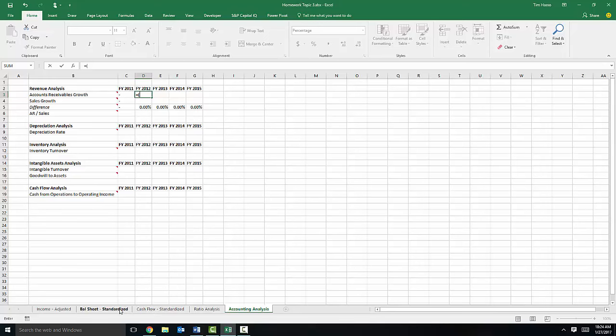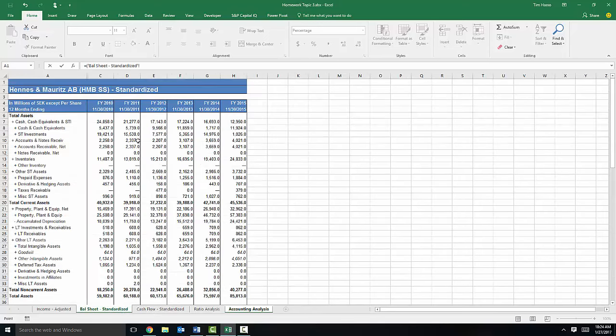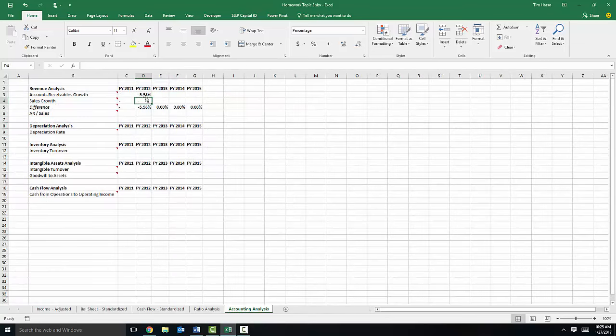So first I go to the balance sheet. I choose this year's accounts receivables, so 2012 in column E. It's in row 10. I'm going to subtract the previous year's accounts receivable in column D, then close the bracket and divide it by the previous year's accounts receivable again in cell D10. Press enter and you get a negative 5.56 growth of accounts receivables. I'm going to drag it to the right to get the future years.